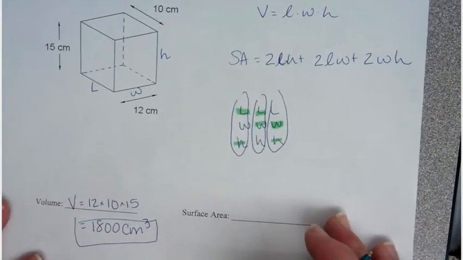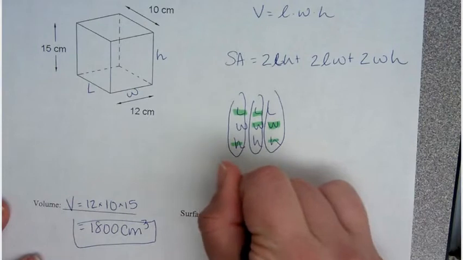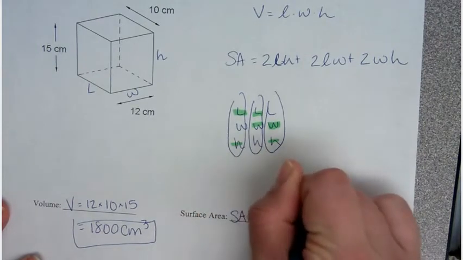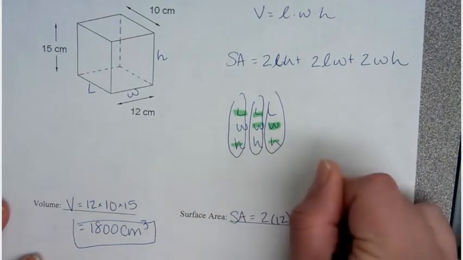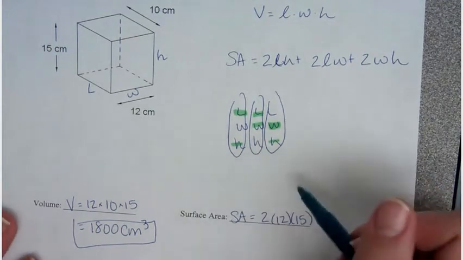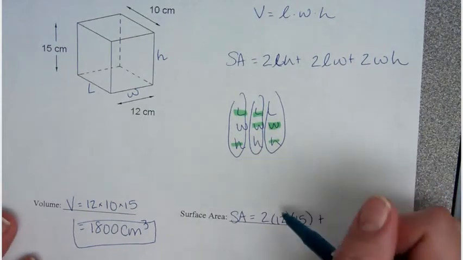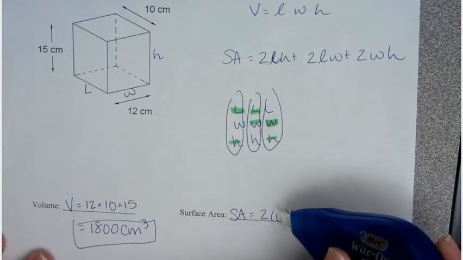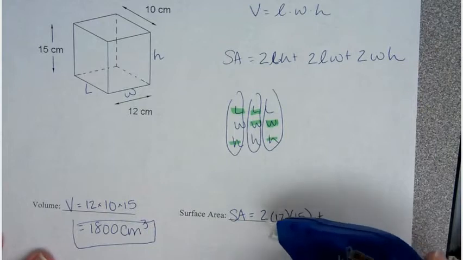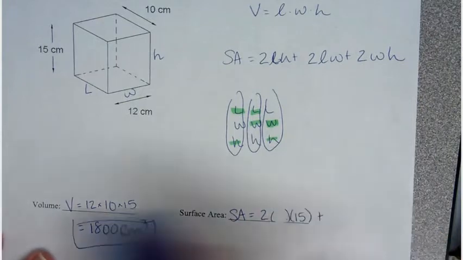And then over here for surface area, you should have 2 times 12 times 15. Oh, did I do this right? Length, height, it doesn't matter, but length is 10 actually. Sorry, I'll fix this for you. And then height is 15, so this should be 10.